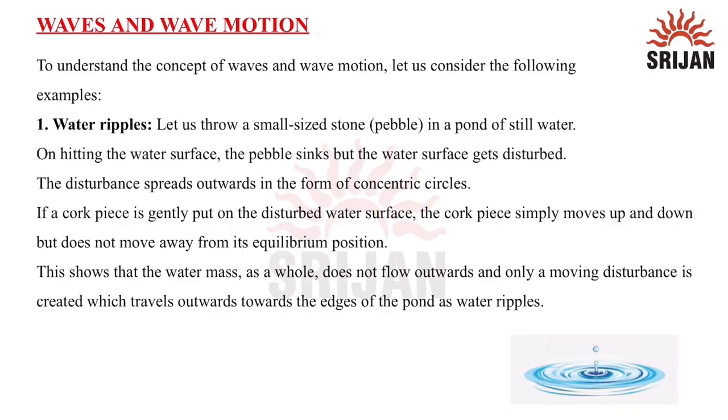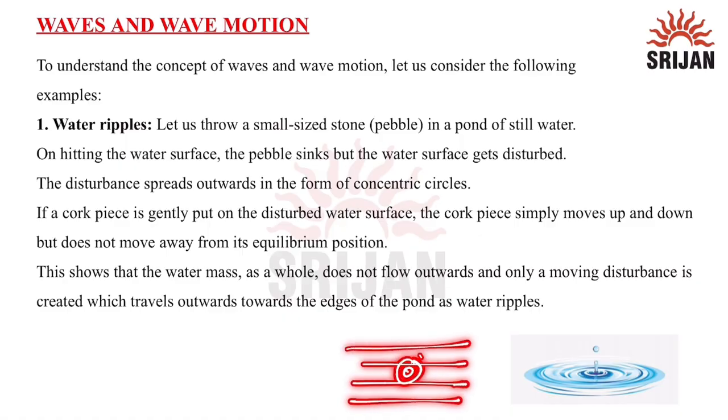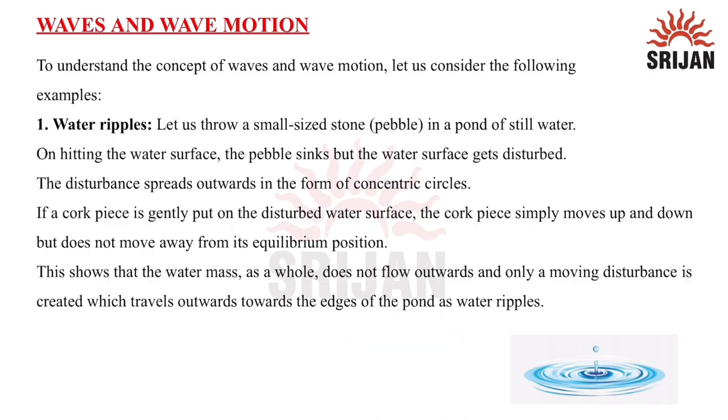So, when we throw a small sized pebble in a pond in still water, let's say I throw a stone. So, this is how I will observe it. Now, on hitting the water surface, the pebble sinks, but the water surface gets disturbed. Now the disturbance spreads outwards in the form of concentric circles, just like this. So it is spreading outwards.